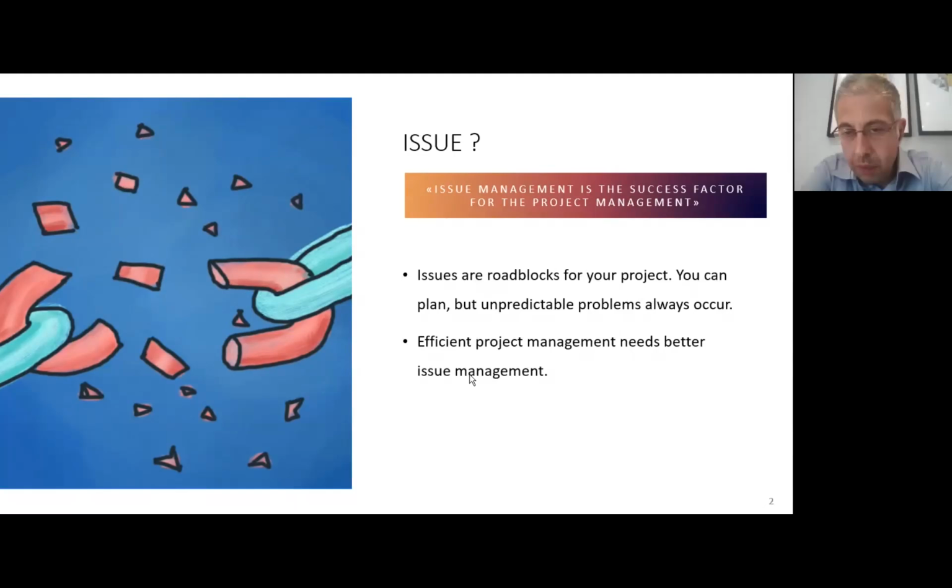First of all, issues are so critical for project management, as you know. They create roadblocks for your project, and it's not easy to plan beforehand to see the issue because issues are not predictable. Because of that, you need efficient project management. If you need efficient project management, you need better issue management.